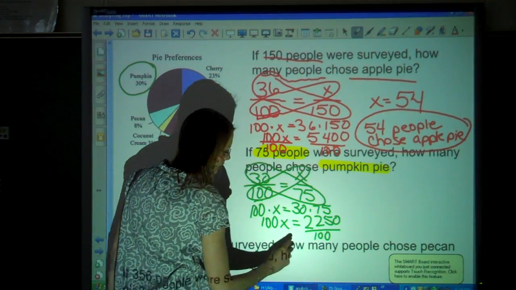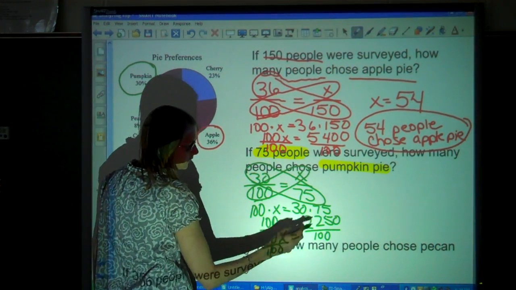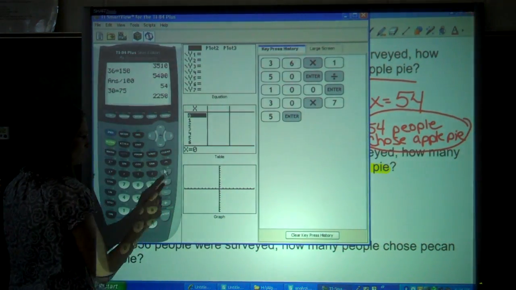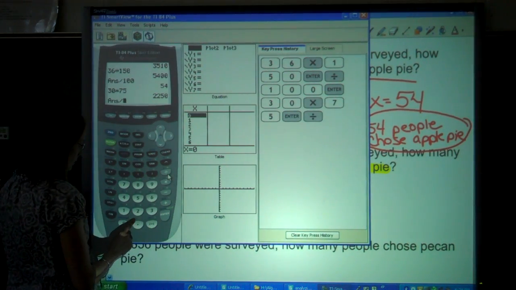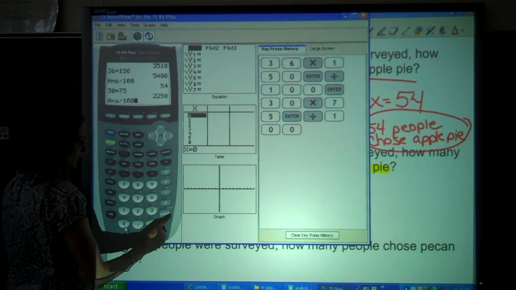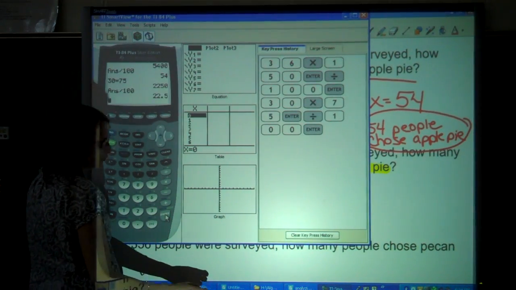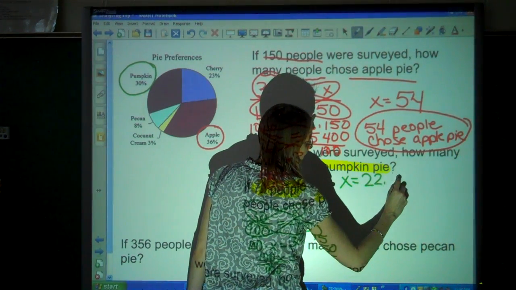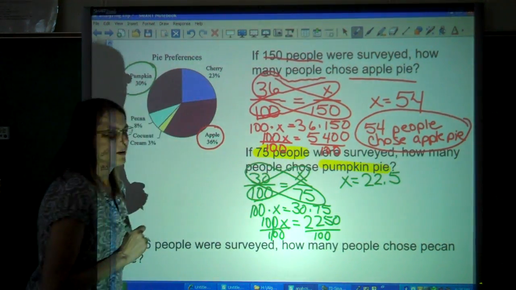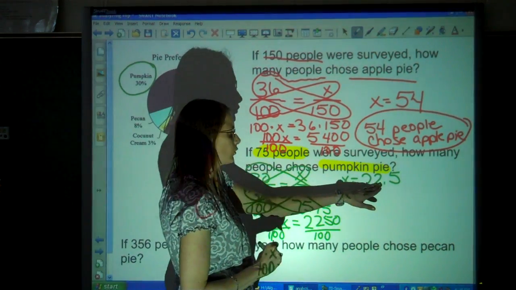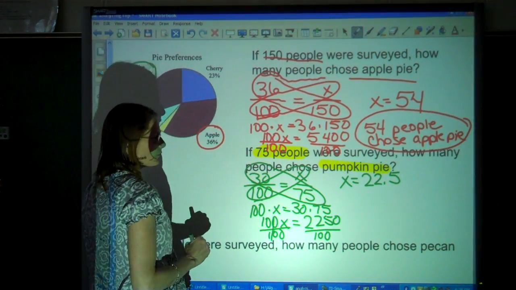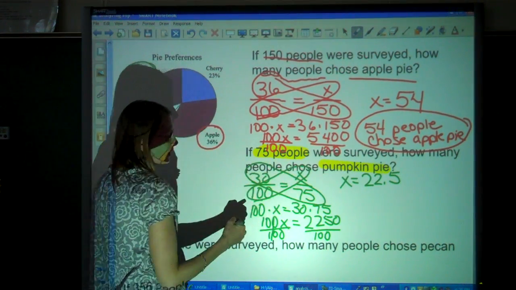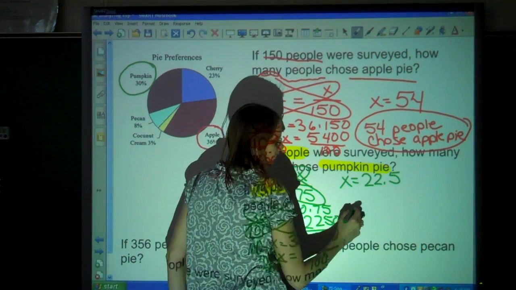Divide both sides by 100. And I get x equals 2,250 divided by 100, and I get 22.5. Now, we really can't have 22.5 people. But for this problem, if I say 22 people, that's not going to be enough. So I'm going to round it up to 23 people.